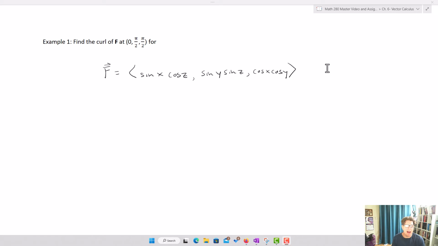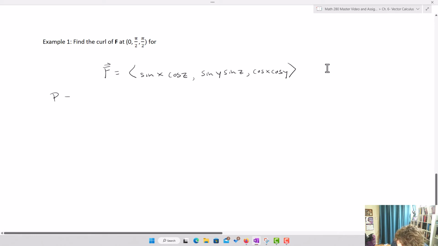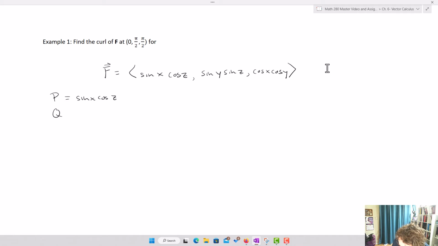Let's go find the curl of F at 0, pi over 2, pi over 2 for F equal to sine x cosine z, sine y sine z, cosine x cosine y. So we've got P equal to sine x cosine z, Q equal to sine y sine z, and R equal to cosine x cosine y.